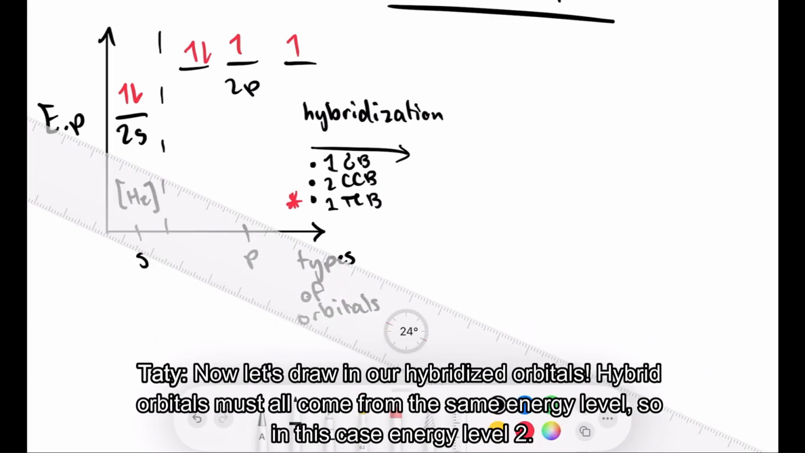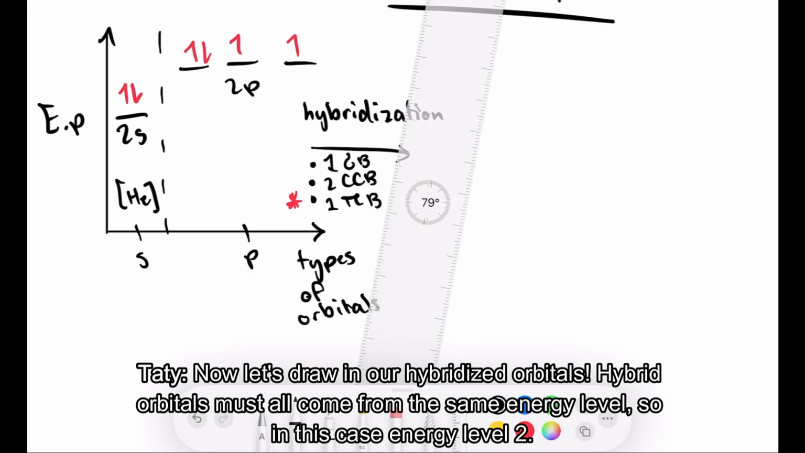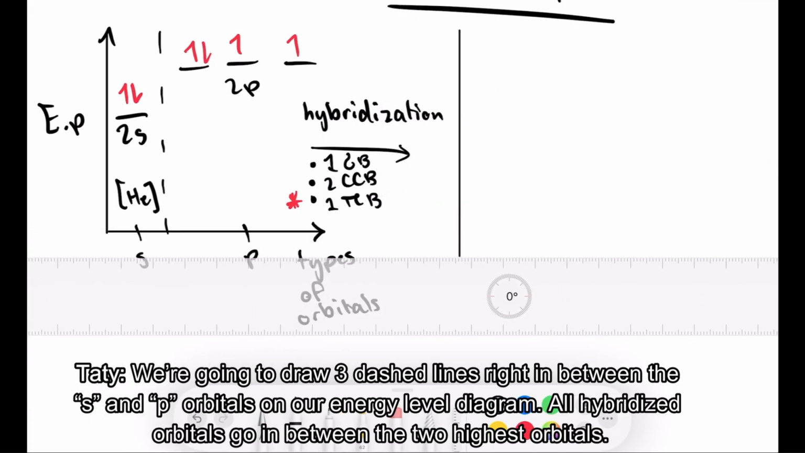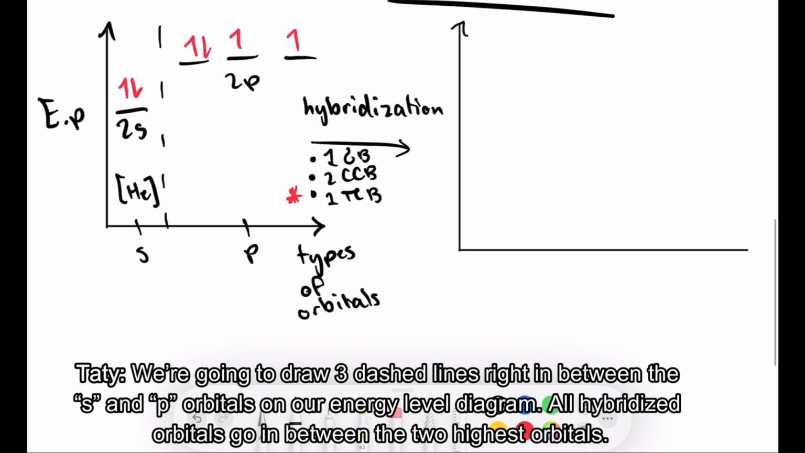Now let's draw in our hybridized orbitals. Hybrid orbitals must all come from the same energy level, so in this case, energy level 2. We're going to draw 3 dashed lines right in between the S and P orbitals on our energy level diagram. All hybridized orbitals go in between the two highest orbitals.